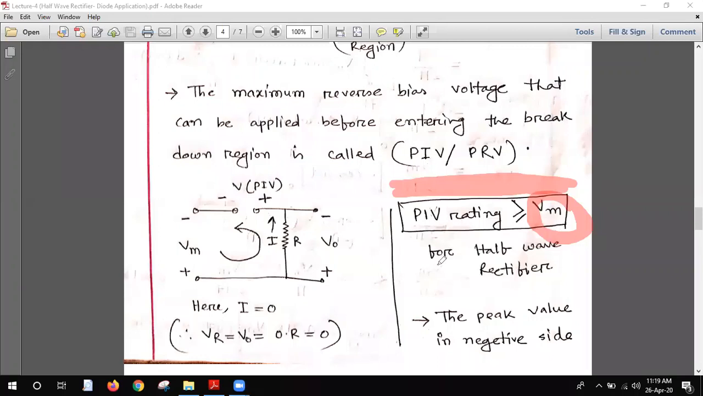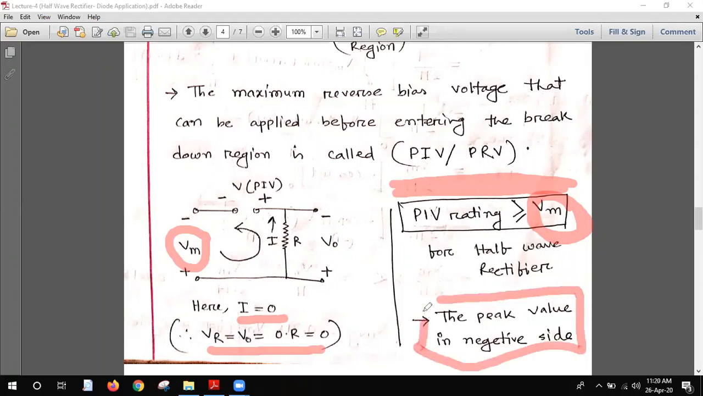So the PIV rating is basically Vm, the peak voltage in the negative cycle. You see that in the reverse cycle, there is no current, so that's why the output is zero. We all know that in a sinusoidal wave, there is a peak value in the negative cycle.